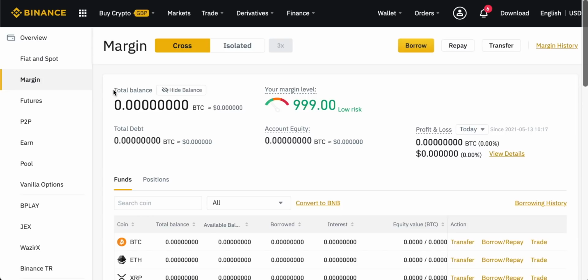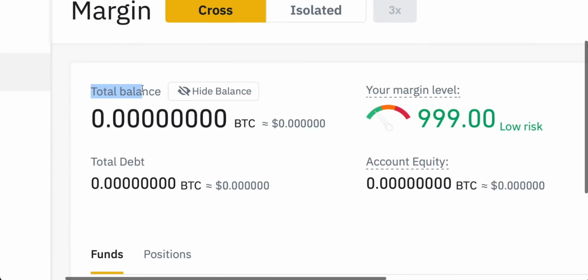So first we have our total balance. Now, what this is, it takes the deposit that you have on account, also all of the margin that Binance has given you, and then all of your trading positions. If you're on a profit, this is going to be going up. And when you're down, obviously this total balance, that's everything you have, will be coming down.